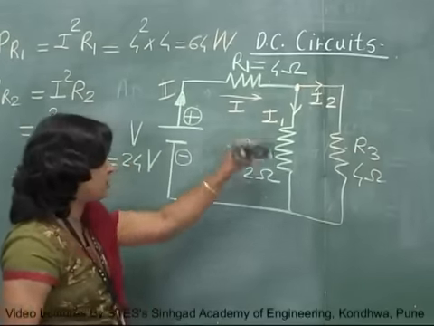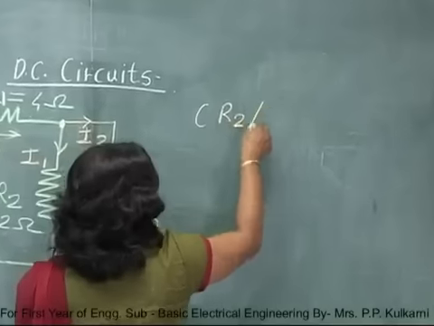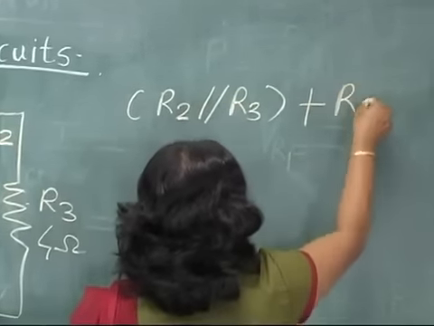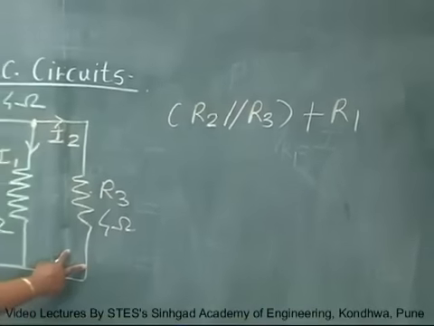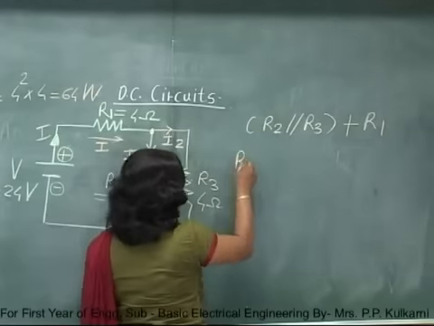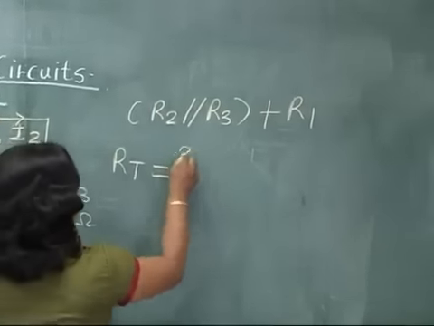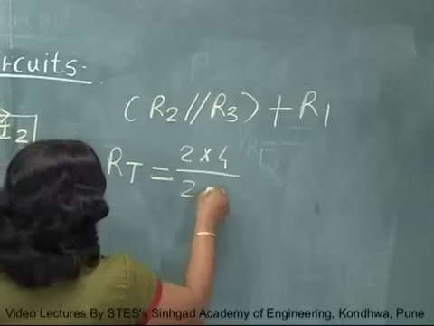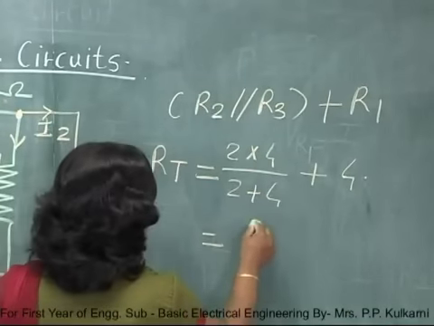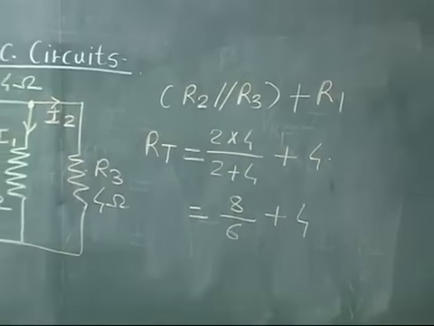So how much is the entire resistance of this circuit? R2 and R3 are in parallel, and this is in series with resistance R1. These two are in parallel, and the equivalent of these two is in series with R1. So how to find out the total resistance or net resistance of the circuit? It is 2 into 4 divided by 2 plus 4, plus R1 which is 4 ohms. So this resistance will be 8 divided by 6 plus 4 is the total resistance of the circuit.